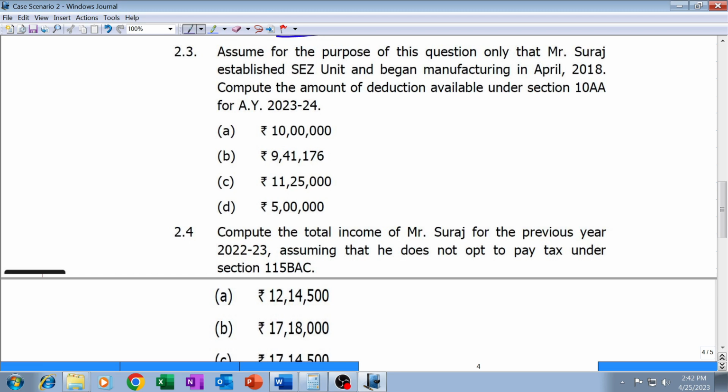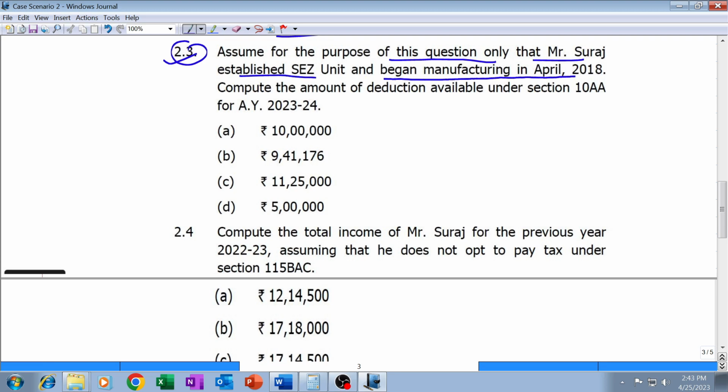Our answer is correct. Third, assume that for the purpose of this question only, for the purpose of 2.3, Mr. Suraj established the SEZ undertaking and began manufacturing in April 18 instead of April 16. April 18, that means in financial year 18-19. If this is 18-19, then financial year 22-23 will be 18-19, 19-20, 20-21, 21-22, 22-23. This will be the 5th year. Since this is the 5th year, deduction will be 100% of the eligible profit.